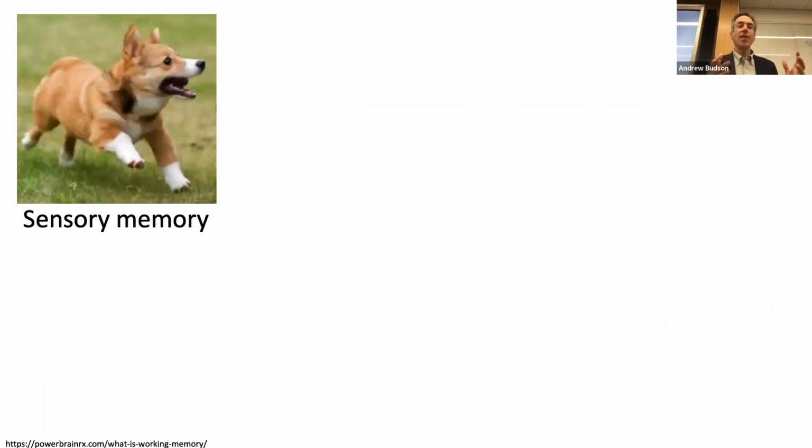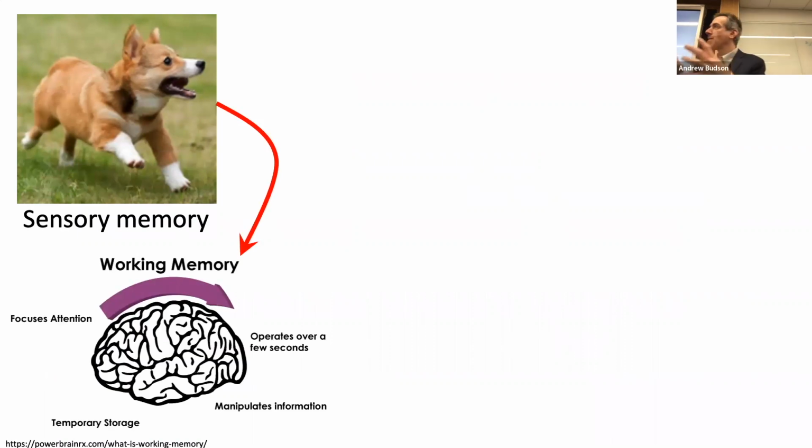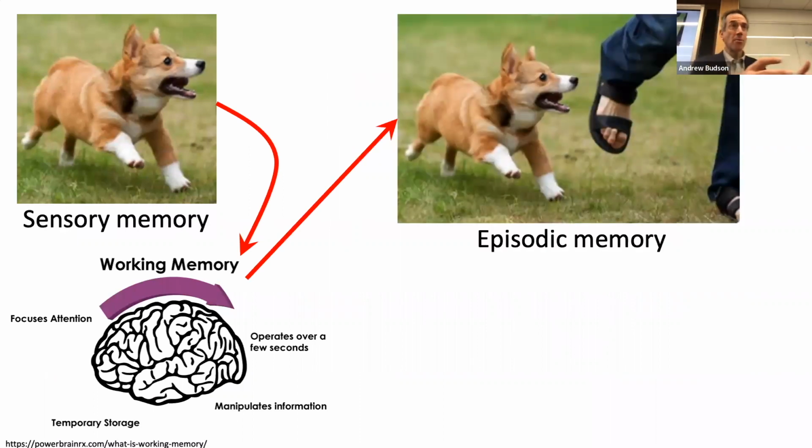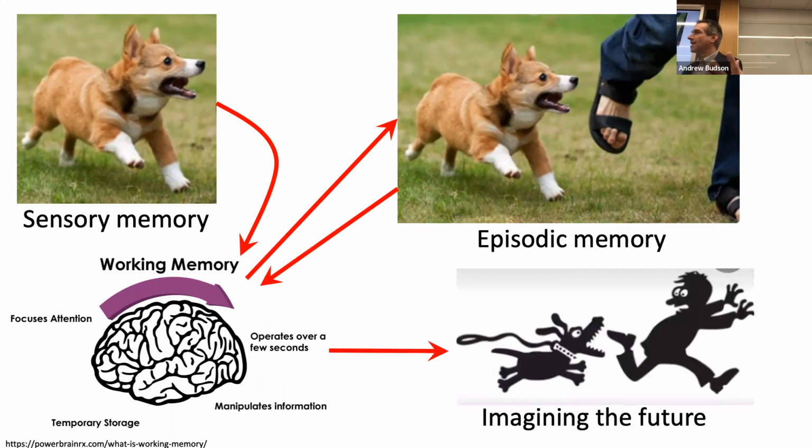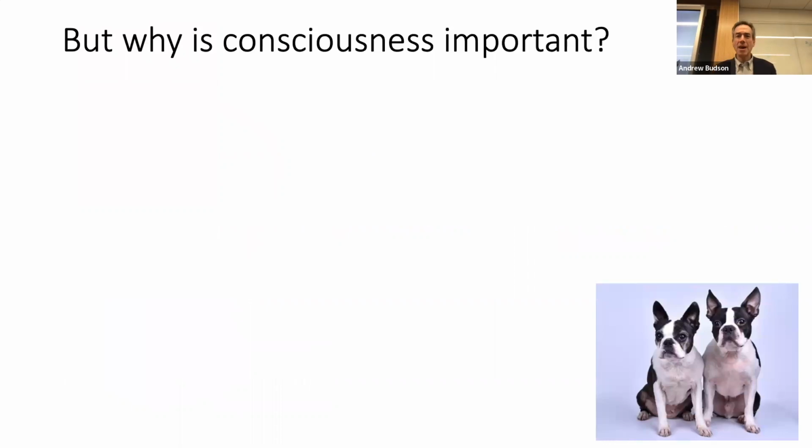So let me give you an example of what I mean. Let's say you hear a dog barking through your sensory memory. Well, that sensory memory gets transferred to your working memory, and that pulls up an episodic memory when you remember that the same dog that you're hearing barking chased you off its property. So when we retrieve that memory, it's very easy to imagine the future, that the dog is probably going to chase us again.